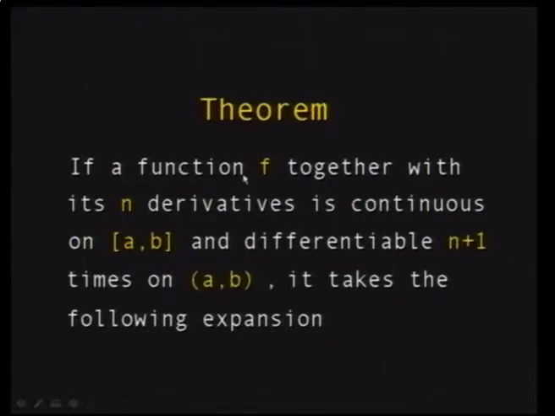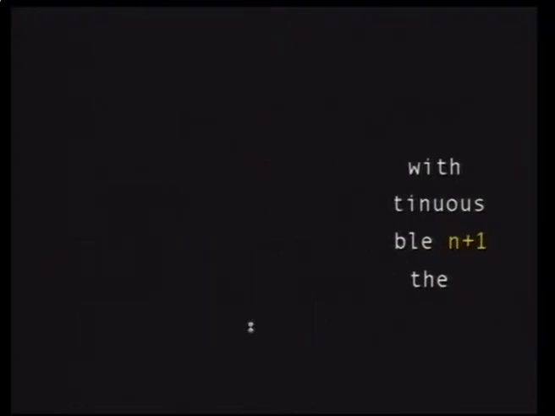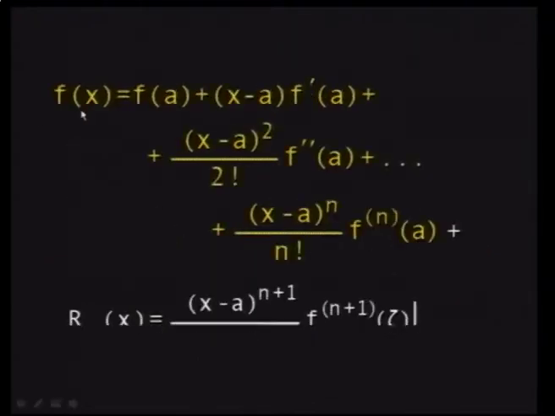This is, if a function f, together with n derivatives, is continuous on the closed interval AB, and differentiable n plus 1 times on AB, it takes the following expansion. So here you have f of x is equal to f of a plus x minus a f dash of a plus etc. and plus a remainder term.